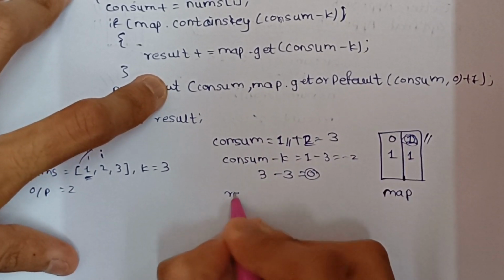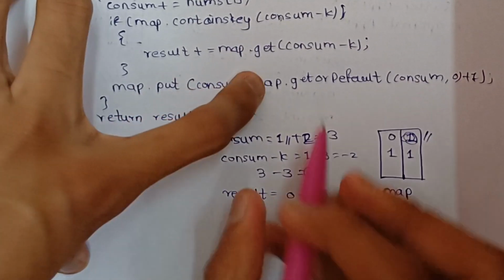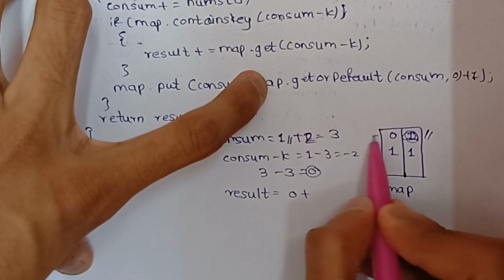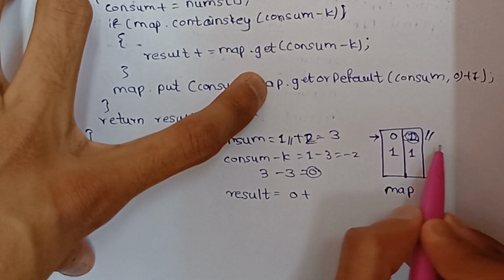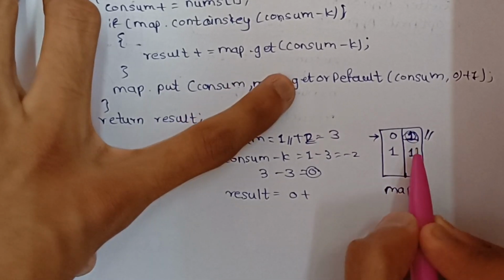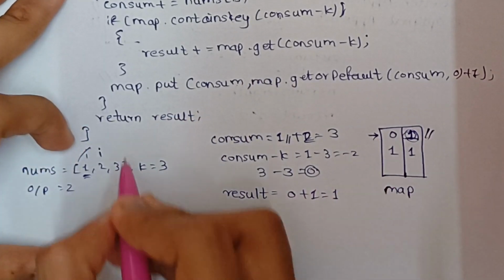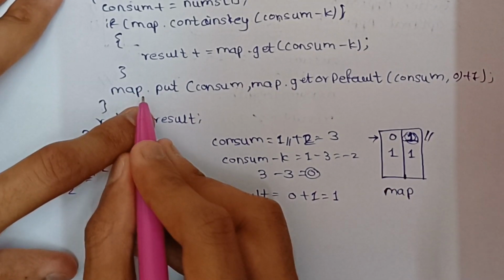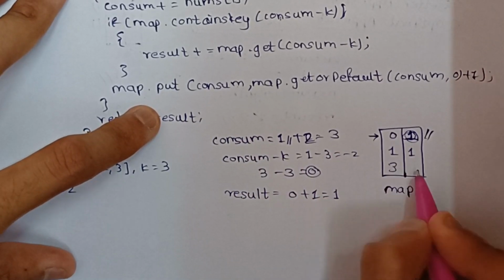At the start our result is 0, and we add how many times this element occurred in the hash map. It occurs only one time, so we add only 1. Now our result is 1. Now again in the map we will put consecutive sum 3. 3 occurs only one time.